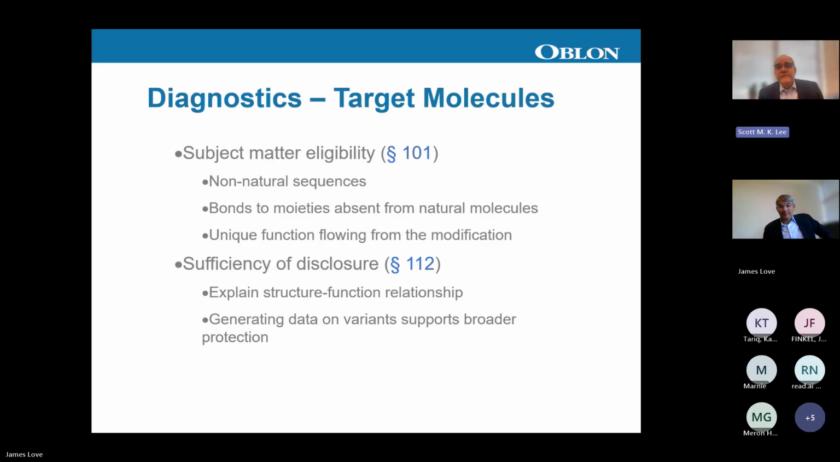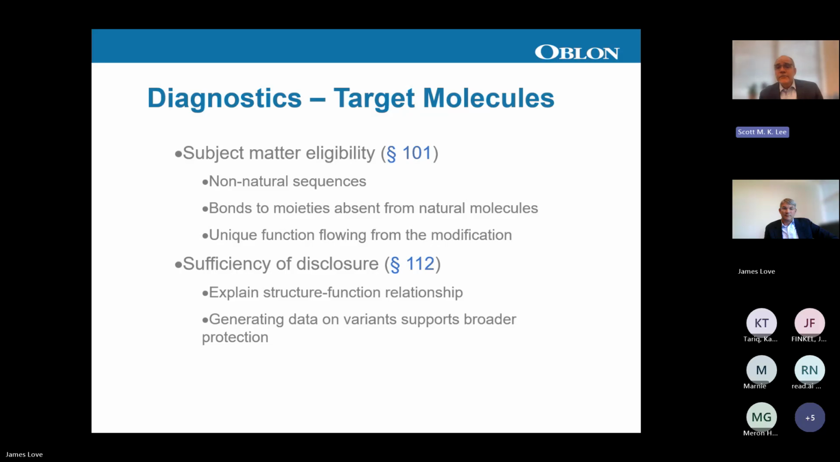Okay, so target molecules. This is going to be things like either a nucleic acid that is your marker, so you've either got a mutant form or a non-mutant form, or maybe you're looking for the presence of a protein. This could be diagnosing a disease, an infectious disease, for example. You're looking for the presence of a protein that's associated with a virus. In this context, we again have this issue of subject matter eligibility.